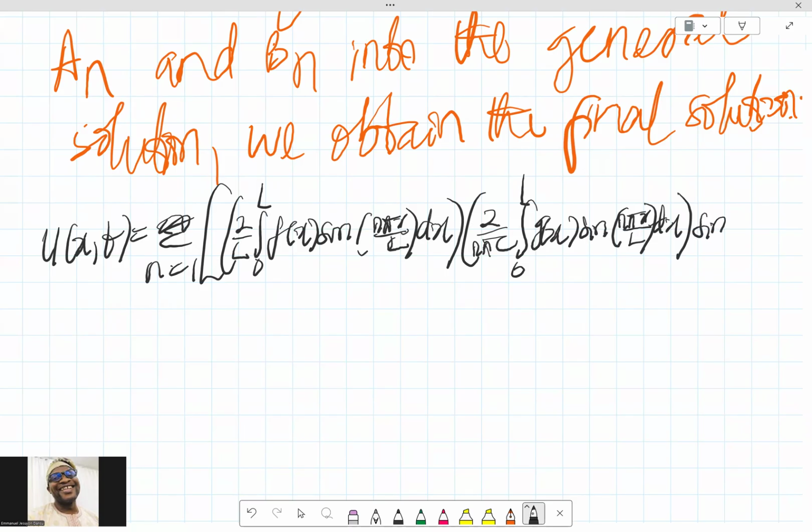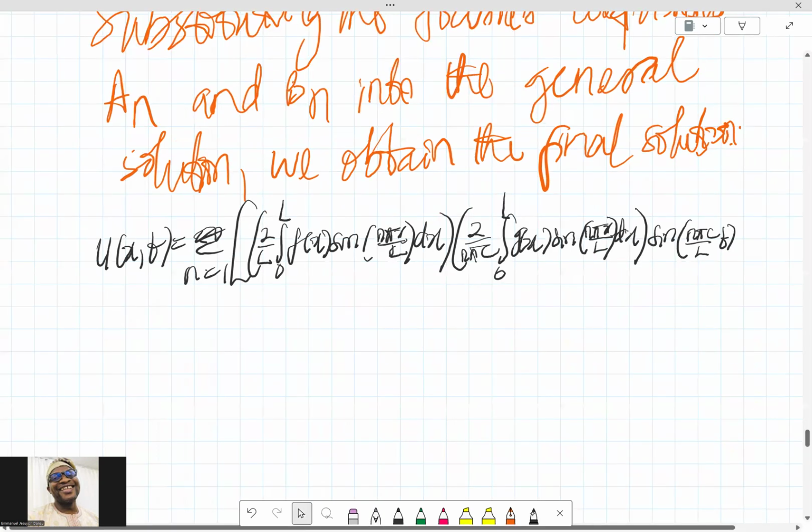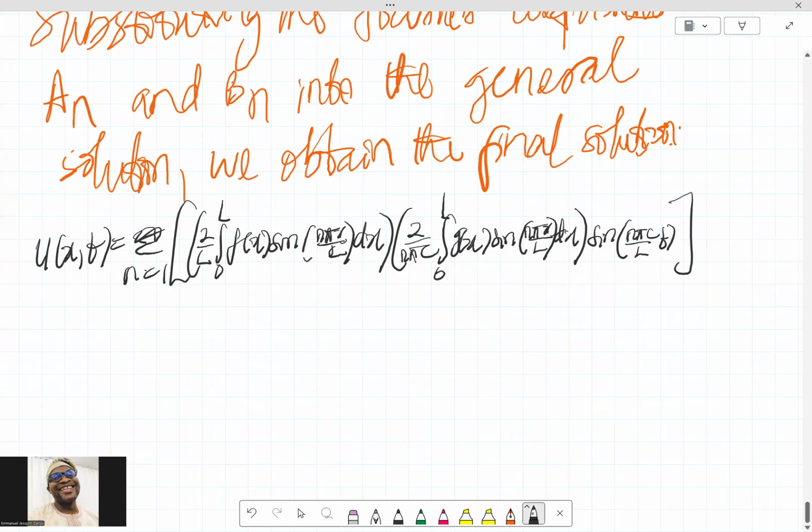Sine n pi c over L t. And that's not all. Okay, all this now multiplied by sine n pi over L x. So finally, that's the overall result, and that's a lot.